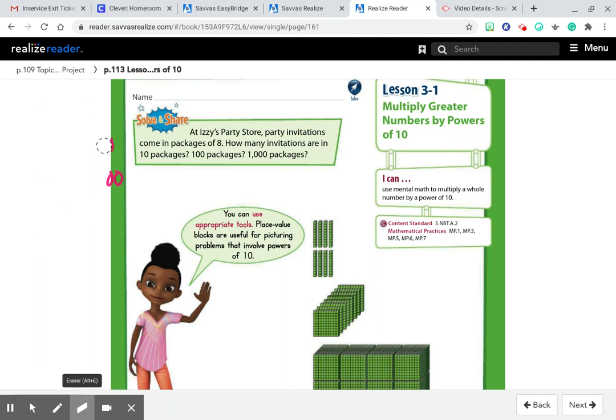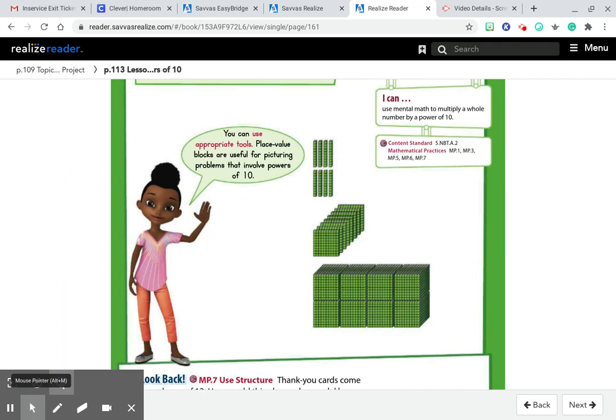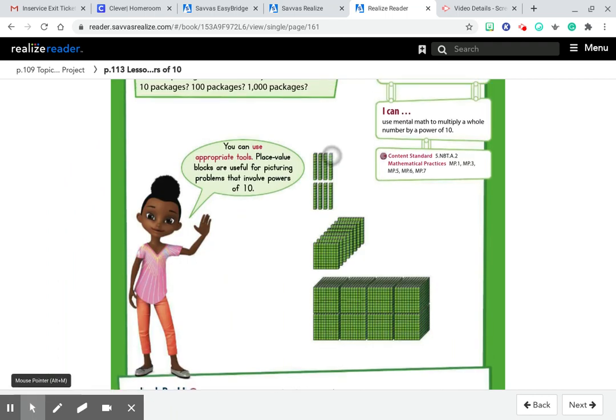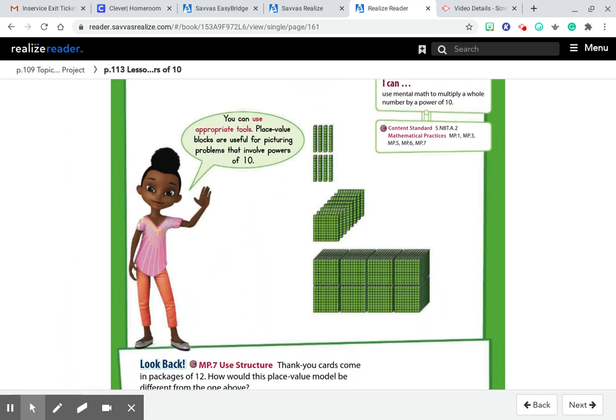And you can also use manipulatives, any kind of manipulative. If you look here, each one of these little lines represents 10 little squares. So here's 8 times 10, and you can count that: 10, 20, 30, 40, 50, 60, 70, 80. Each of these is 100, so we have 800. So we said 100, 200, 300, 400, 500, 600, 700, 800. And each one of these cubes represents 1,000. So 1,000, 2,000, 3,000, 4,000, 5,000, 6,000, 7,000, 8,000.